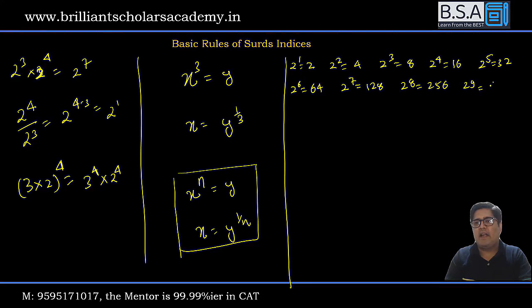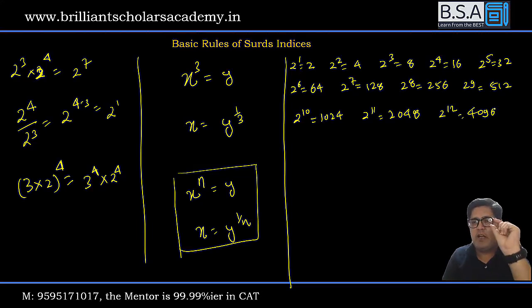2 to the power 9, 512, 2 to the power 10, 1024, 2 to the power 11, 2048, 2 to the power 12, 4096. Because 2 is a very small number, I can go up to a higher power.